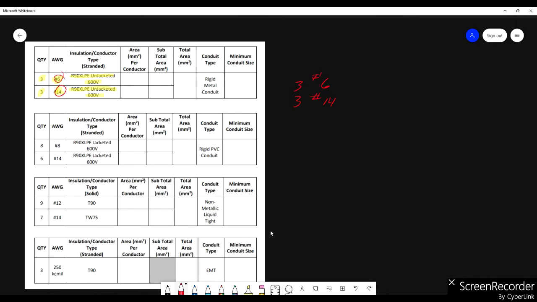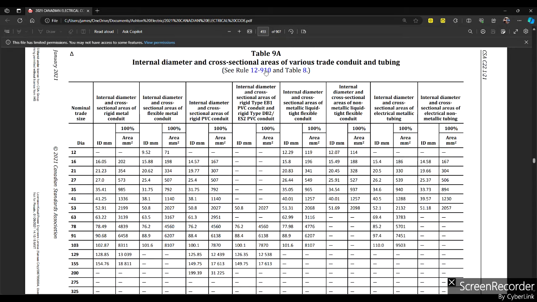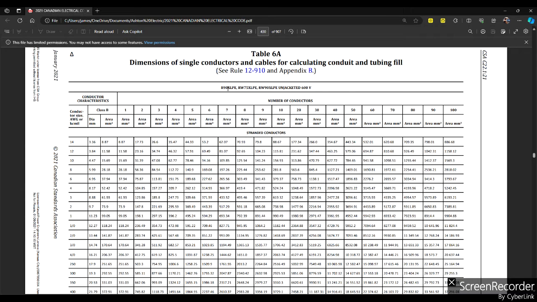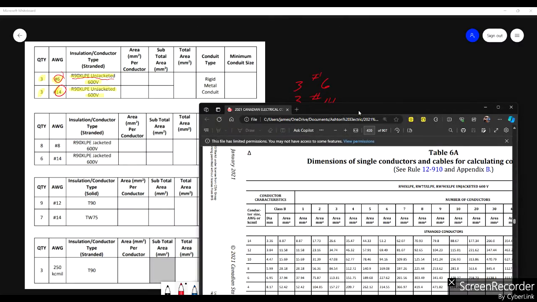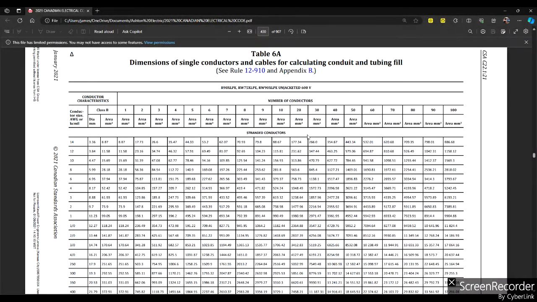The first step you're going to do to solve this is let's go find the area per conductor, right? Based on this insulation type right here. So RHW-2, sorry, R90 XLPE unjacketed 600 volt. So I'm going to jump over to 9A, or sorry, table 6s, and I'm going to go through until I find, so here's R90 XLPE unjacketed, right? And did we say it was jacketed? Yeah, unjacketed 600 volts. Okay. So in here, we're on the right table.